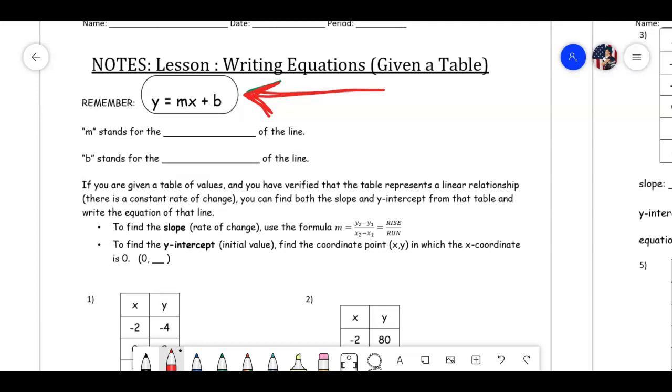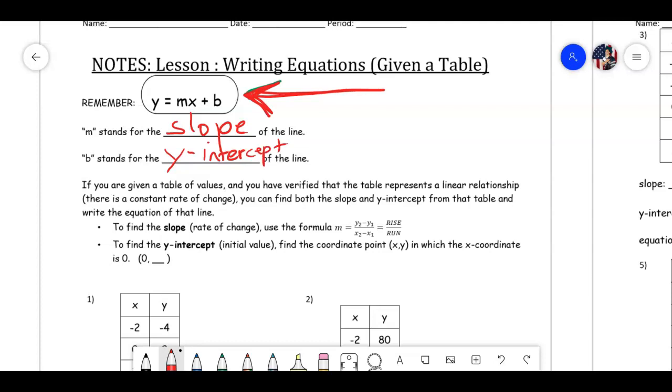So the first blank says M stands for the what? Now we already talked about this. What is M? Slope. M is slope. Okay. Now B stands for, do y'all know? Y-intercept. That's why it's called slope intercept form, because it's got a slope and an intercept. All makes perfect sense. Okay, make sure I spelled it right.